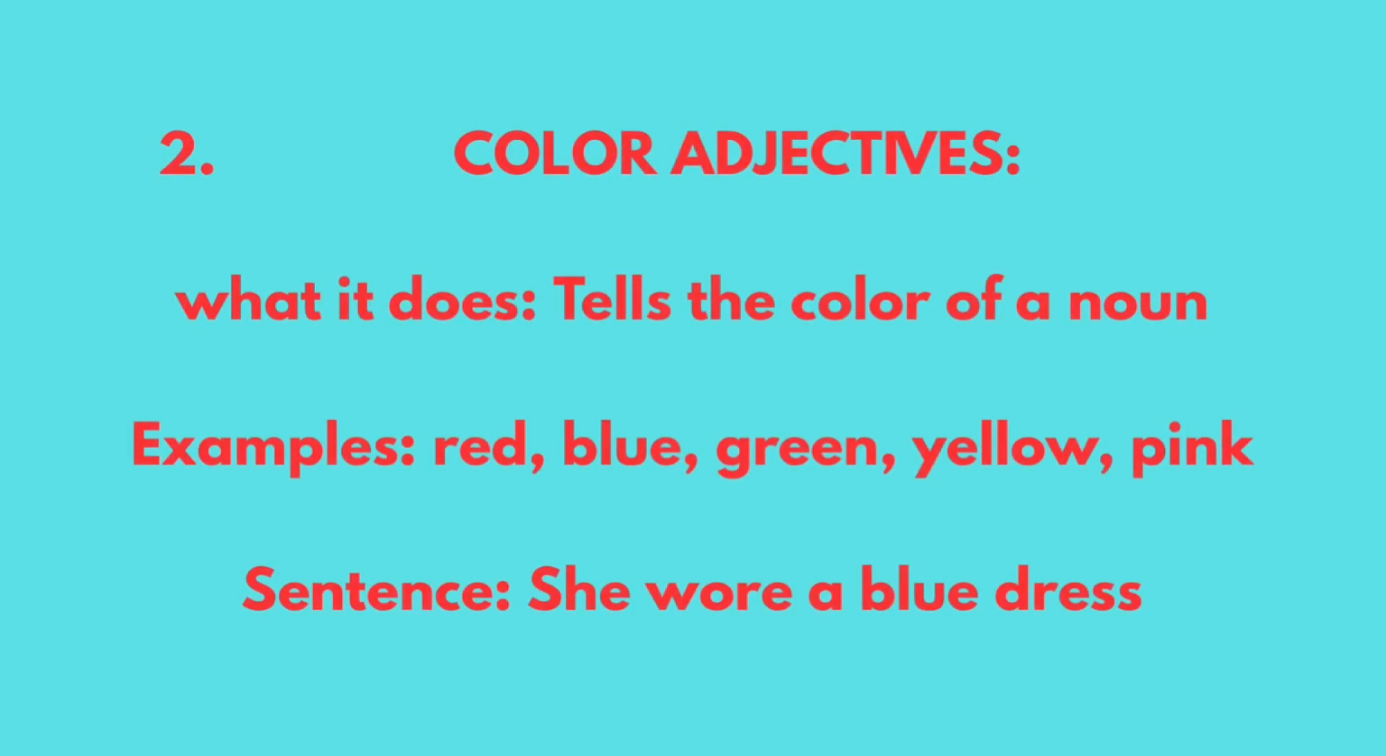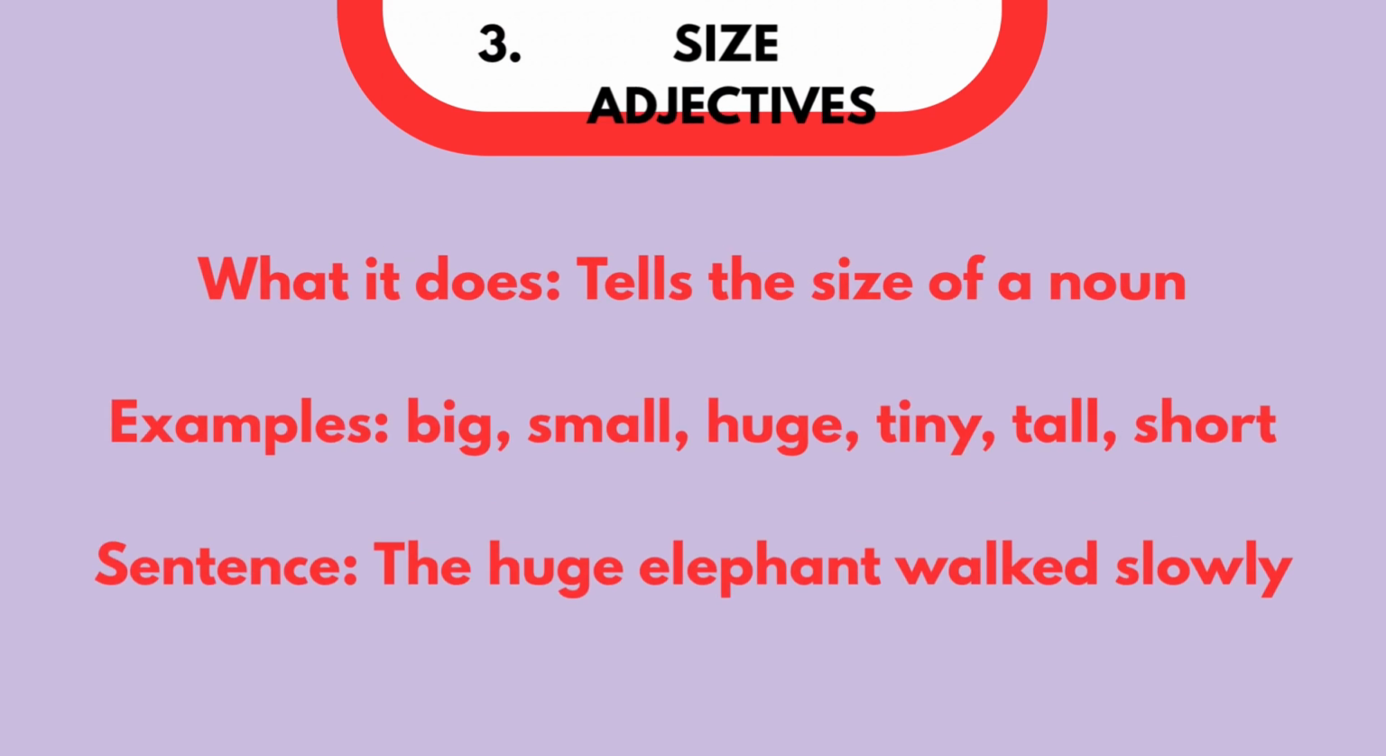Now we have color adjectives. What are color adjectives? They tell the color of a noun: red, green, blue, yellow, pink. Like, she wore a blue dress. So blue is the color adjective here. Now we have size adjectives. They tell the size of a noun: small, huge, tiny, tall, short. Like, the elephant walked slowly. We have color adjectives already done.